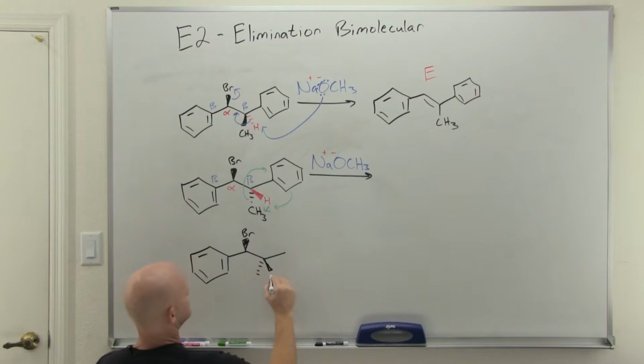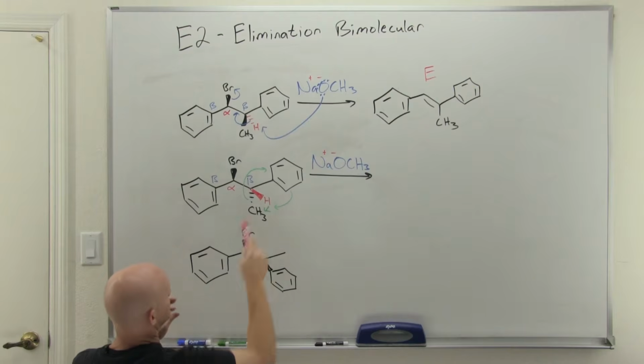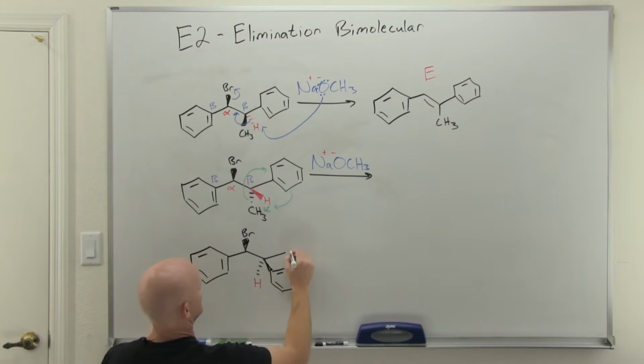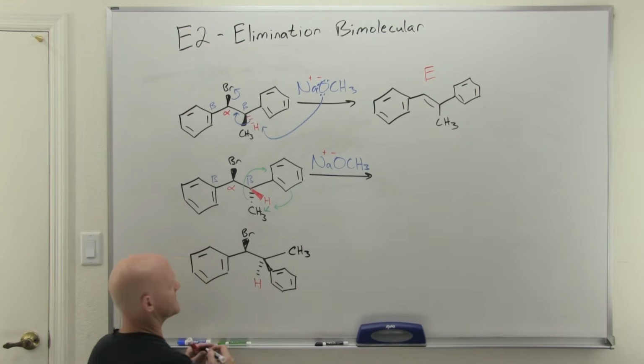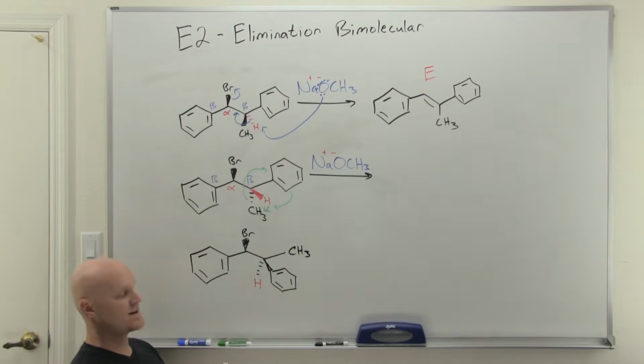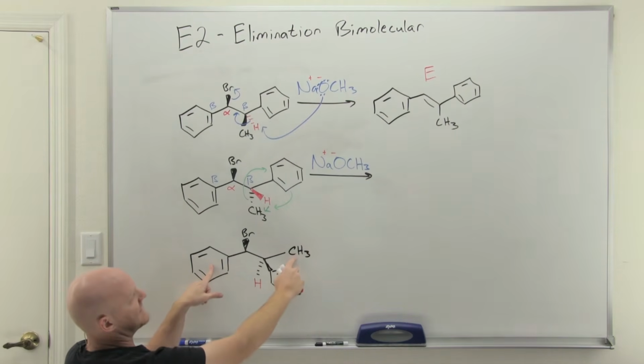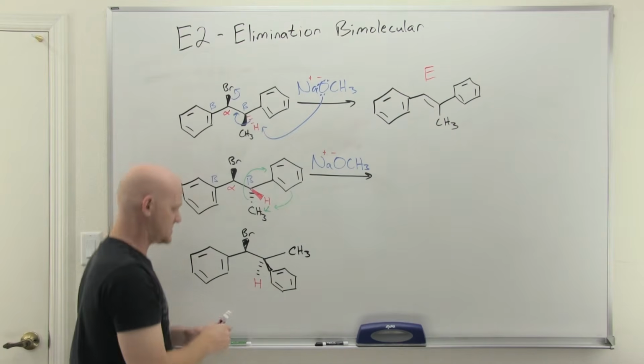So let's rotate this around. All right, in this case, the benzene is now in that wedged position. So our hydrogen now is in the anti-periplanar position to the bromine. And then finally this methyl group is now in the plane over here. And now this reaction's ready to go. And we can see that it's not the two benzenes that are going to be trans to each other, it's the benzene and a methyl group that are going to be trans to each other.